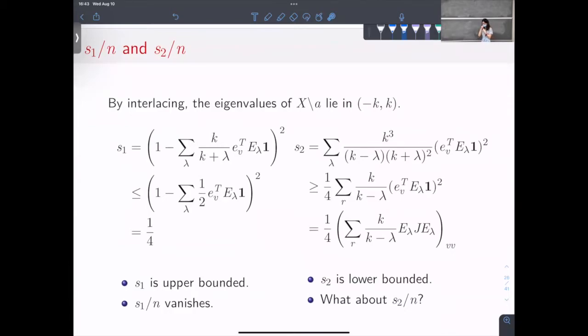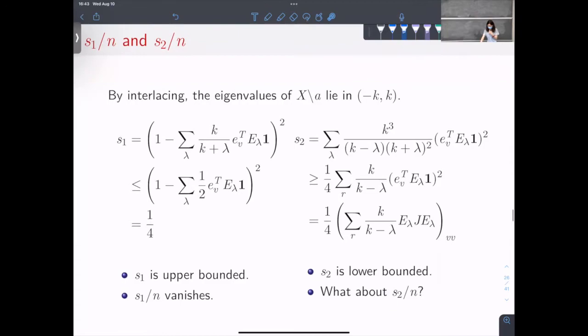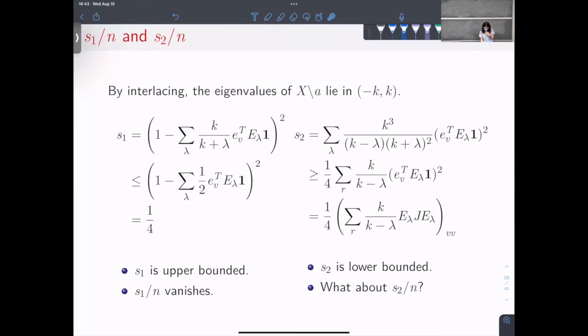But can we say more about the two terms that appear in the average search probabilities? Well, it turns out interlacing will help us a lot, by the properties of these ERs. So the first term that comes from the -1 eigenspace has this expression where lambda is an eigenvalue of X drop A. And by interlacing, this eigenvalue will lie strictly between minus k and k. So the denominator here is at most 2k.